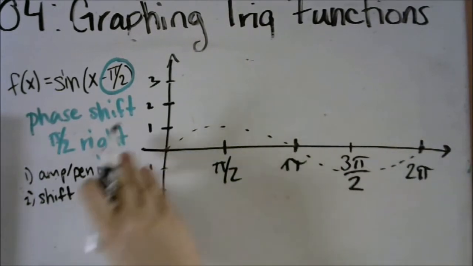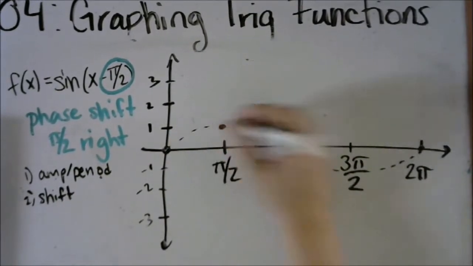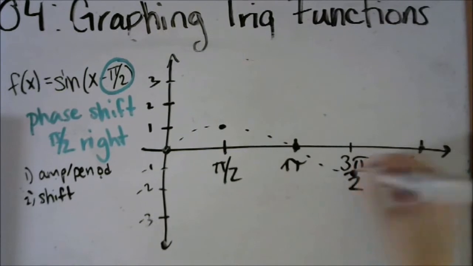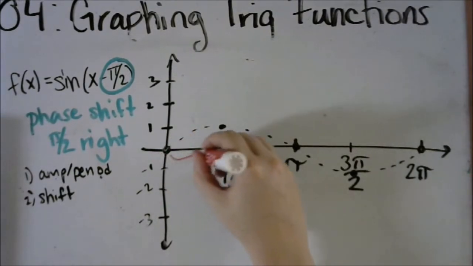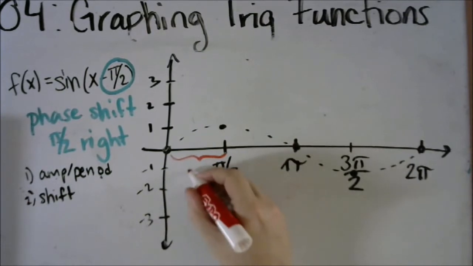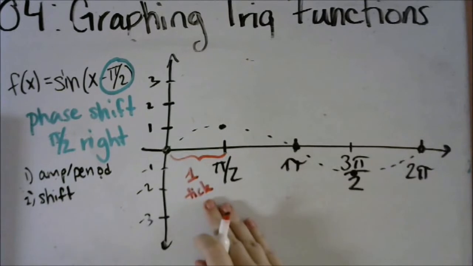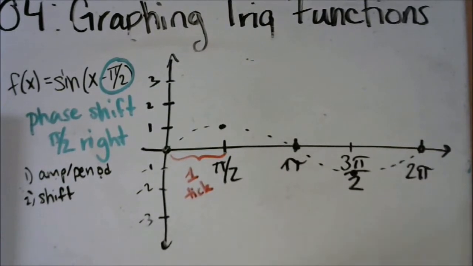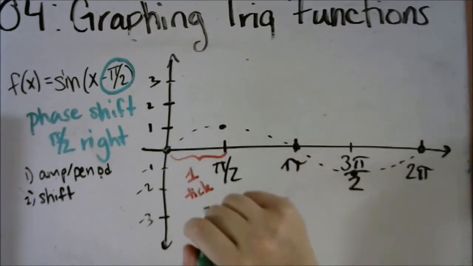Well, to have a shift of pi halves to the right, I need to take each of the 5 critical points and move it pi halves to the right. In order to do that shift accurately, I need to know how big pi halves is. I can see from my choice of scale that pi halves is 1 tick mark. If you're using the graphing paper provided, you would say that it's 1 box away. I'm going to take each point and move it 1 box to the right.